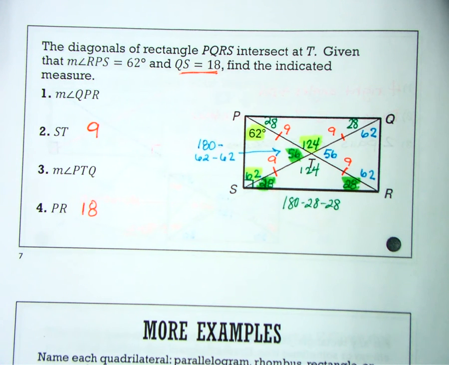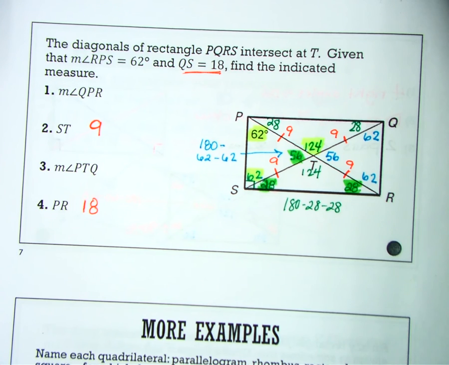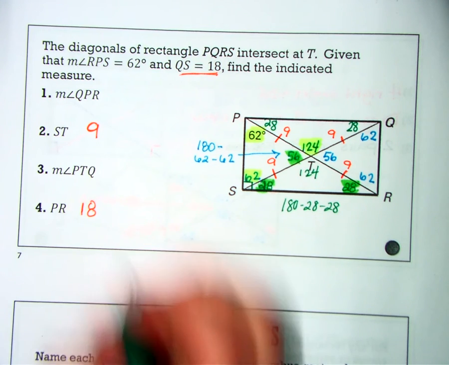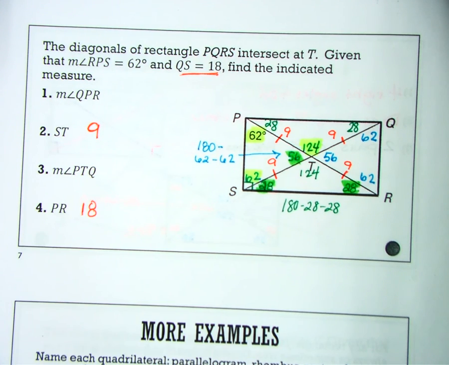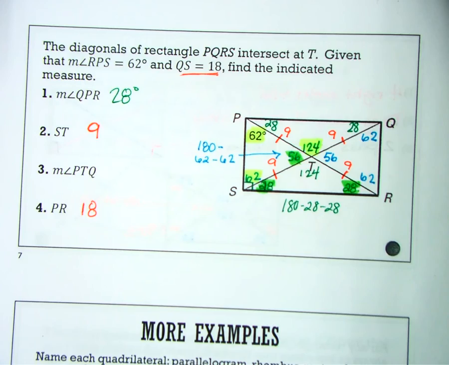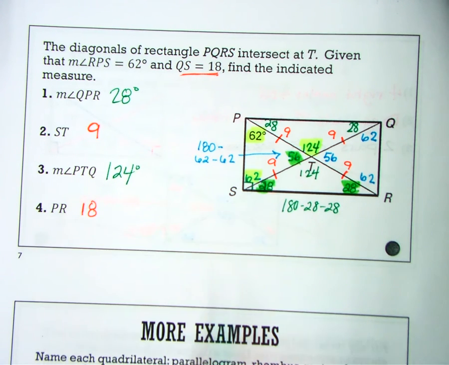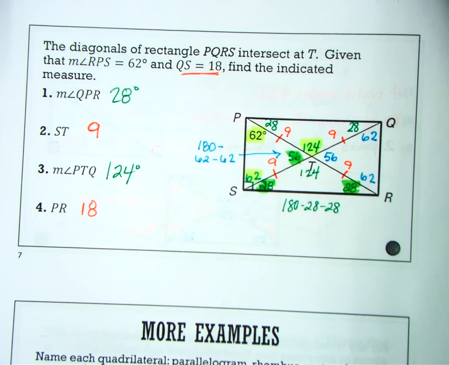Okay, last little bit here. Let's fill out this QPR. What's QPR? 28? QPR, yep, 28. And then what is PTQ? 124? Okay, moving on. Notice that same as yesterday, I filled out everything on the picture first, and then finding what they need to know is super easy.